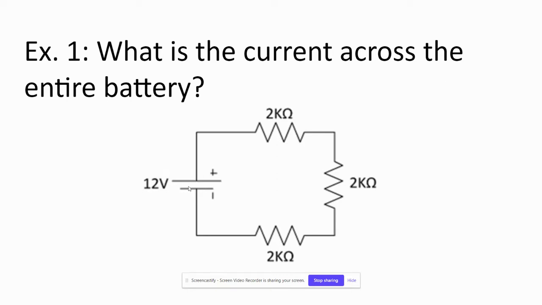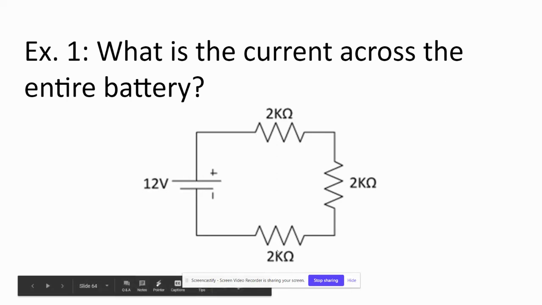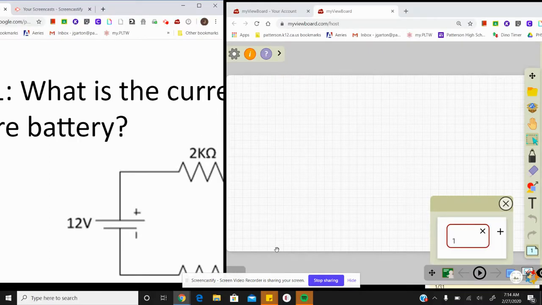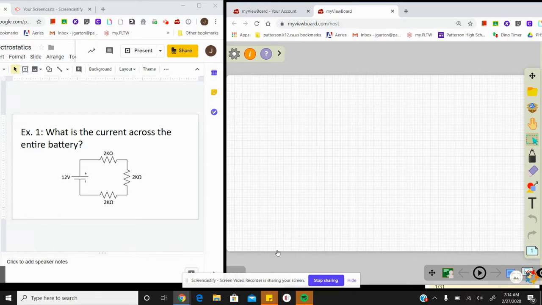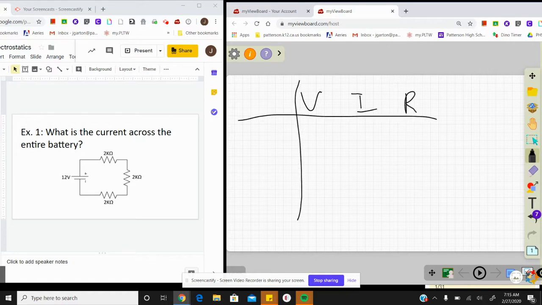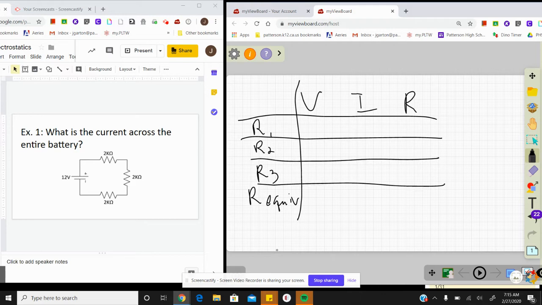So notice we have our battery here, 3 resistors. I'm going to set up my table. So I will always have my V, I, R. In this case, I have 3 resistors, so I will call those R1, R2, R3, and then you will always add the R total or R equiv for equivalent. Fill out our cute table.